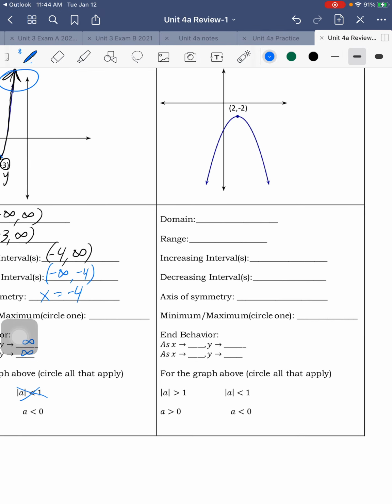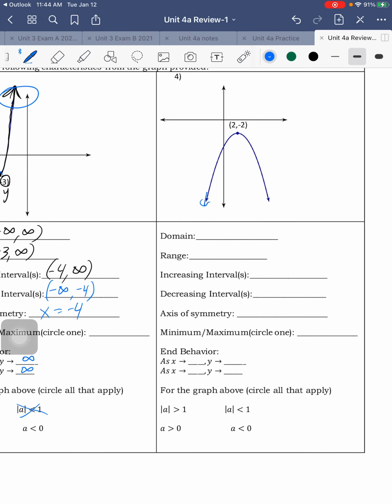With number 4, domain, it's going to the left forever, going to the right forever, and never stops, so negative infinity to infinity. Range is going from negative infinity, coming from below through negative numbers, all the way up to -2. There's an actual point there, so close there with a bracket. Increasing interval from negative infinity to 2. And decreasing from 2 to infinity, always the x values. And again, you could have put brackets around these if you'd like.